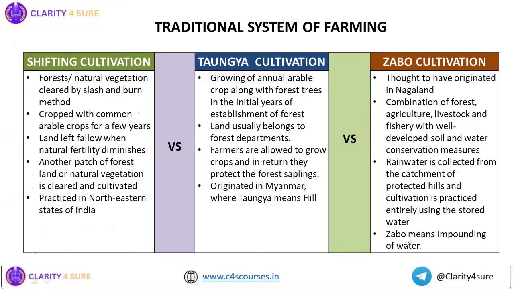Zebo cultivation originated from Nagaland. Zebo means impounding of water. Here, forest, agriculture, livestock, and fishery are combined along with soil and water conservation. Rainwater is collected from the catchment of the hills, and this stored water is used for cultivation. So the entire cultivation uses only the stored rainwater. So this is about your Zebo cultivation. I hope the three traditional systems of farming are clear.